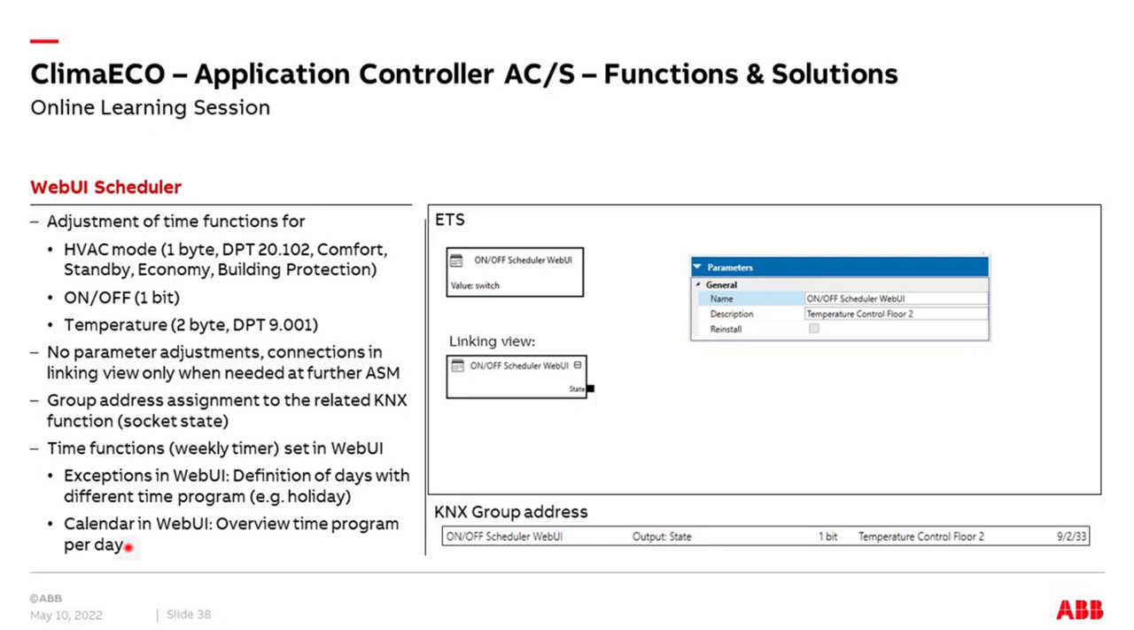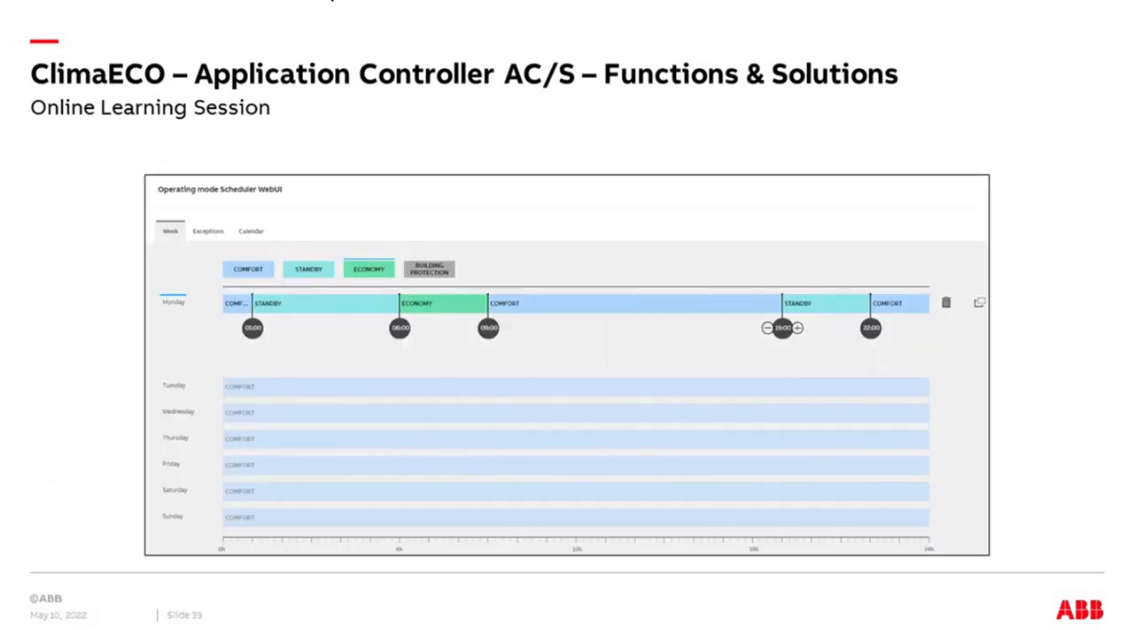What happens if you have a special day? You can, of course, program an exception, a special day or a special period of day, holiday period, for example. You have another time program than normal. And in the calendar view, you have a good overview of all the time programs. Let's have a look at such a scheduler in the WebUI. So it's a very nice, user-friendly way to adjust time function in KNX, independent again of HVAC and whatever function.